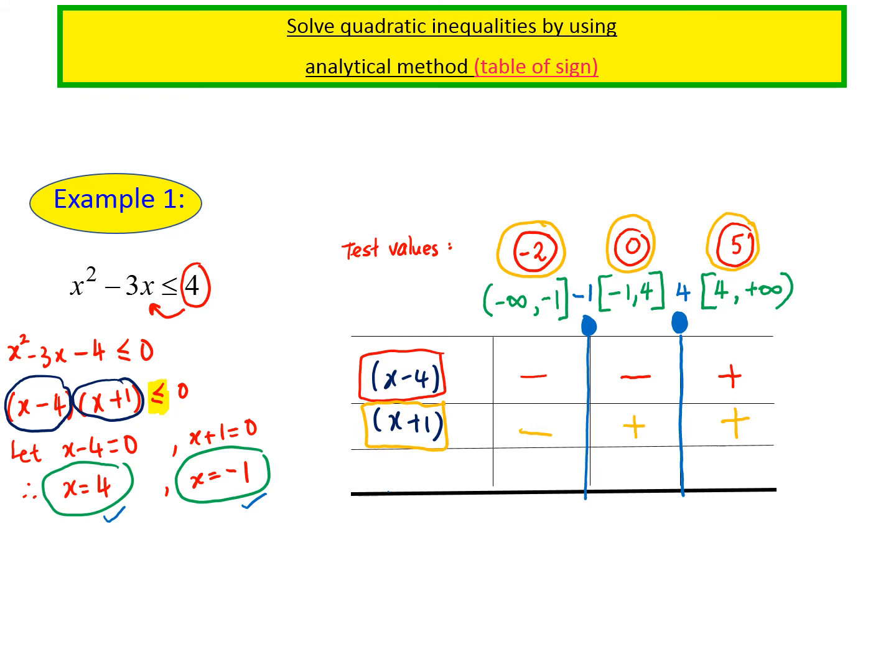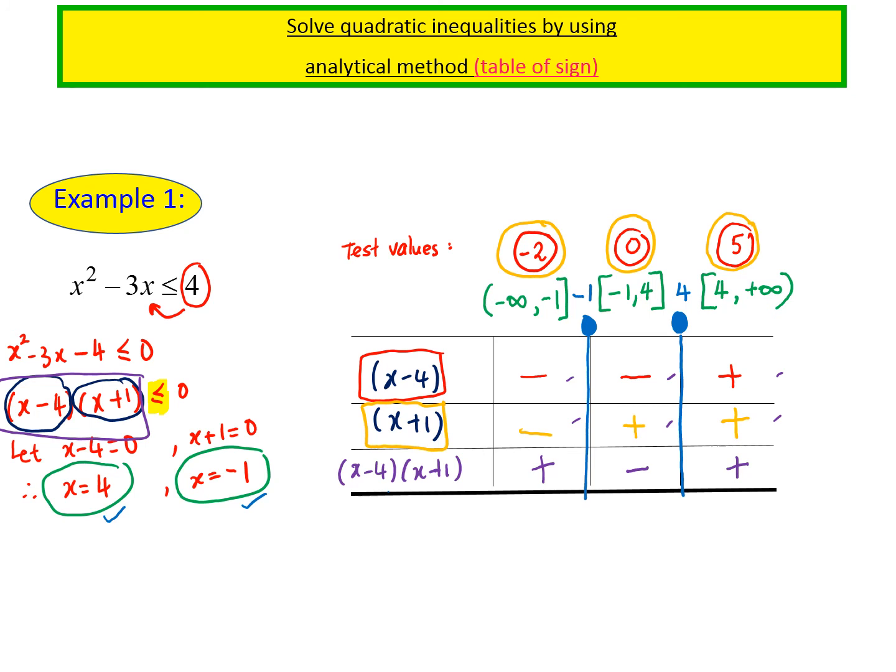Finally, I will now arrive at the answer slowly. The last line here will be the combination of these two factors, that is x minus 4, x plus 1. So let's see what happened. Negative, negative will be positive. Negative, positive will give me negative. And lastly, positive, positive will give me a positive.